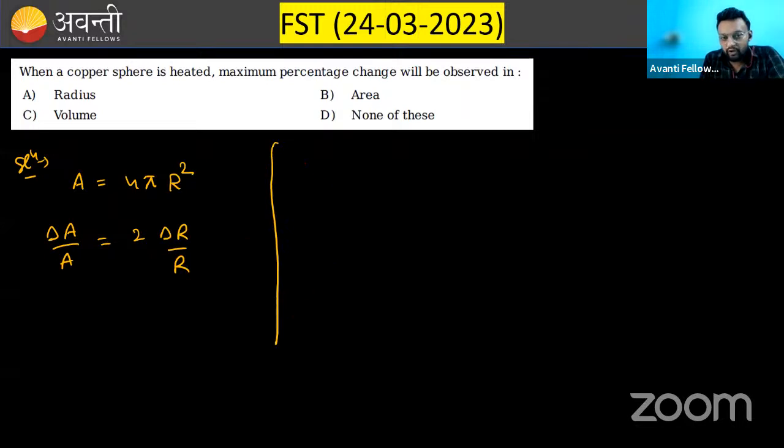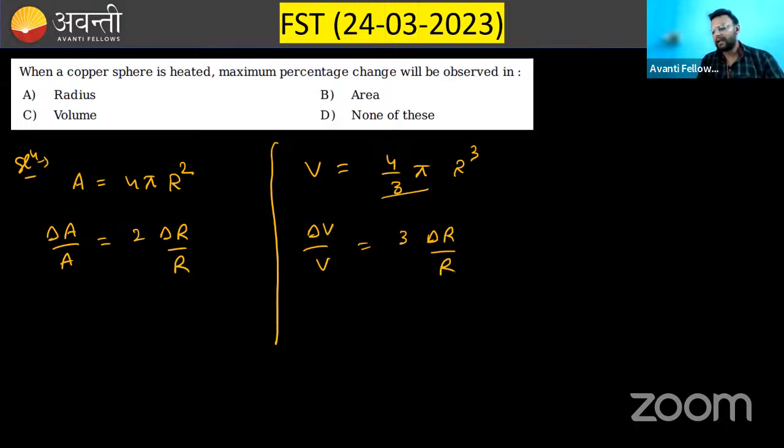Again, if I talk about volume, the volume of the sphere is 4 by 3 pi r cube. And the change in volume, 4 by 3 pi being again constant, will be 3 delta r by r. What I'm saying is that these types of questions are very important. You have two similar questions in this examination paper particularly, so you need to be aware of that.